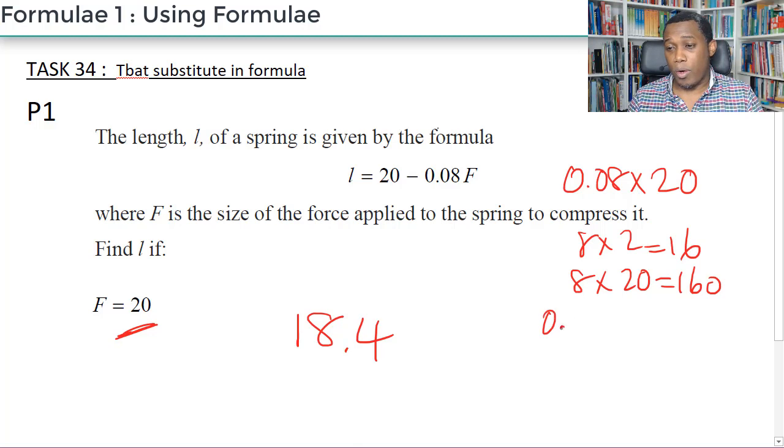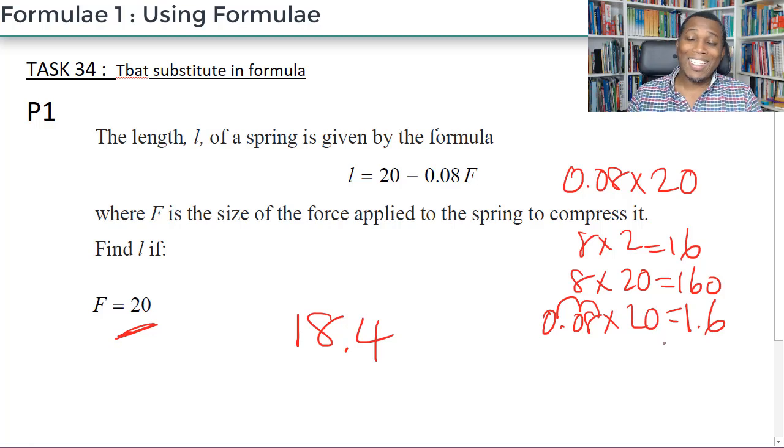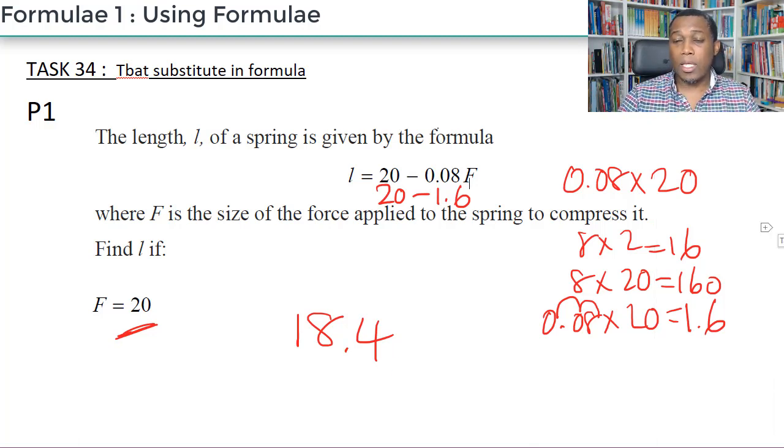And then 0.08 multiplied by 20. What do I need to do? The difference is I need to go back 2 for my decimal positions. Going back 2 will give me 1.6. So your final version, what we need is 20 take away 1.6, and 20 take away 1.6 will give you 18.4. That's the answer to this question. Let's look at another one.